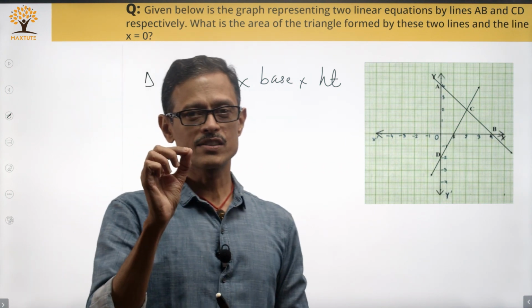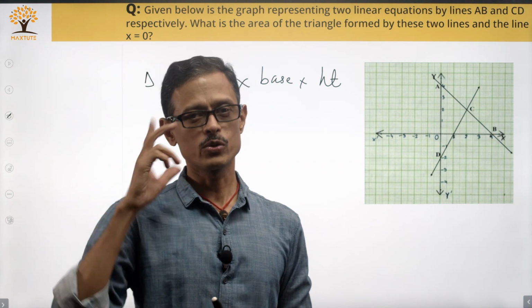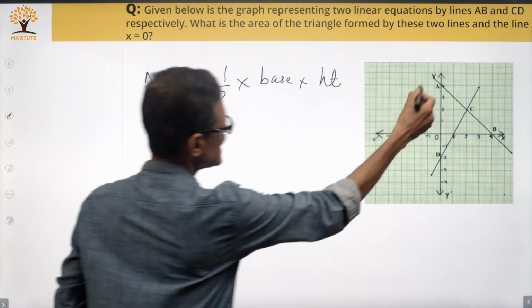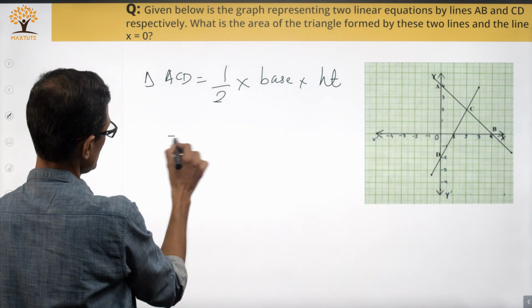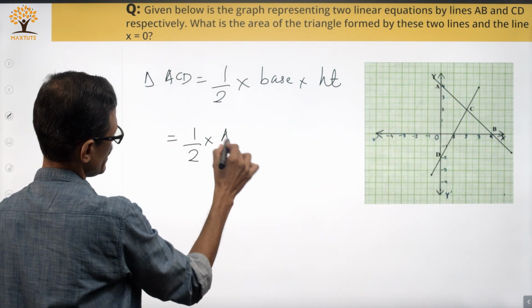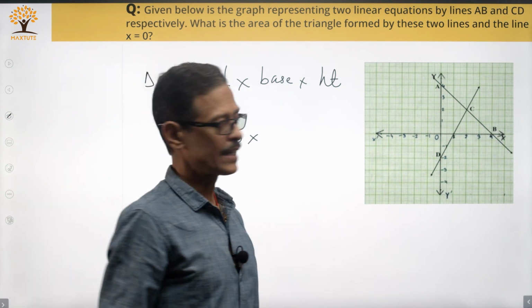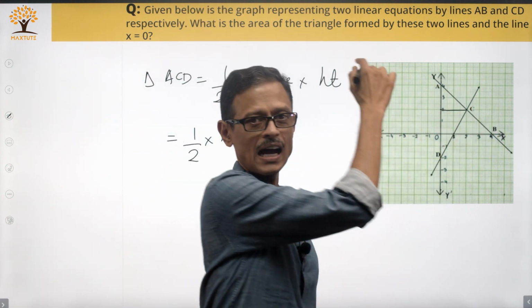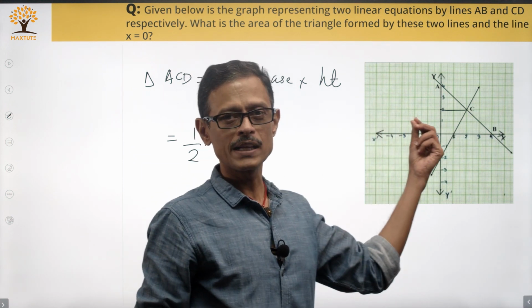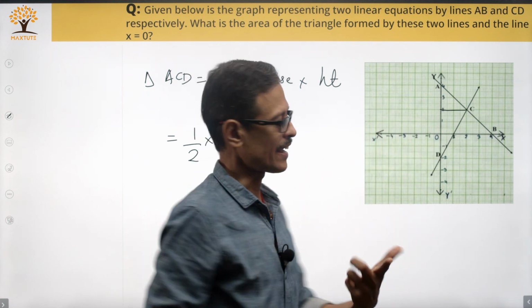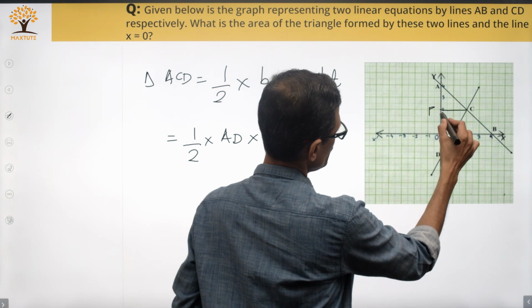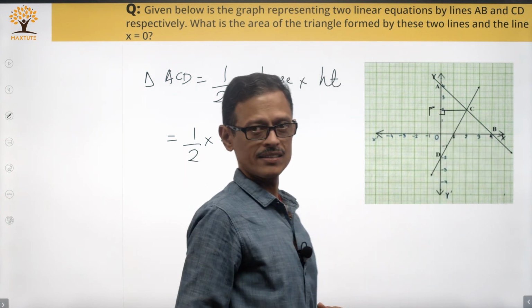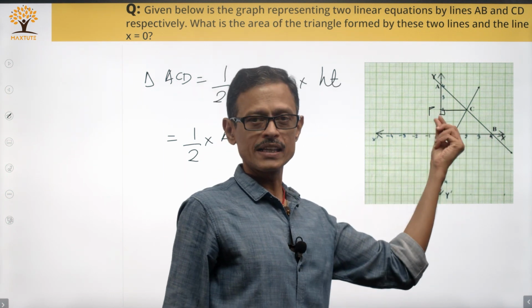Height is the perpendicular distance between a side and the opposite vertex. So I am going to take AD as the base for this triangle ACD. So half into AD is my base. I need to find out the height. Because the y-axis happens to be the base, a line perpendicular to it will be a line which is parallel to the x-axis. So we will call it P. PC is a line that is parallel to the x-axis. So that is the altitude. PC is going to give us the altitude.